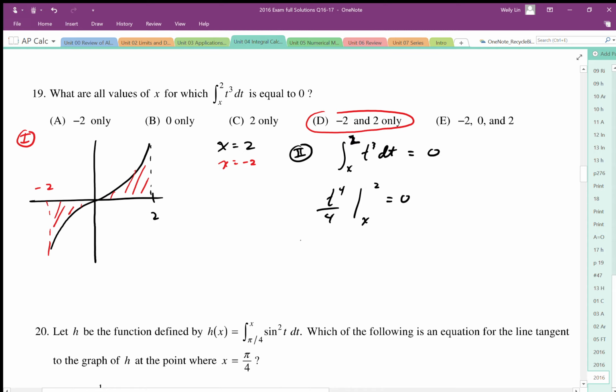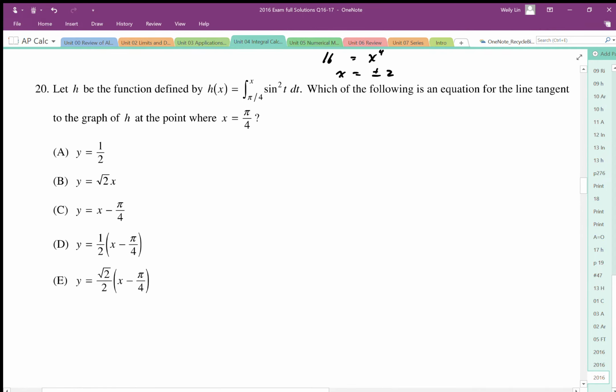We end up with 2 to the power 4 minus x to the power 4 all over 4 equals 0. Solving this equation, I get 2 to the power 4 equals x to the power 4. Because it's an even power, I have to make sure I account for the plus minus. So I get plus minus 2 that way. So this is kind of the longer way of doing it, but using some intuition, we can just kind of see that the two answers are going to be -2 and 2.